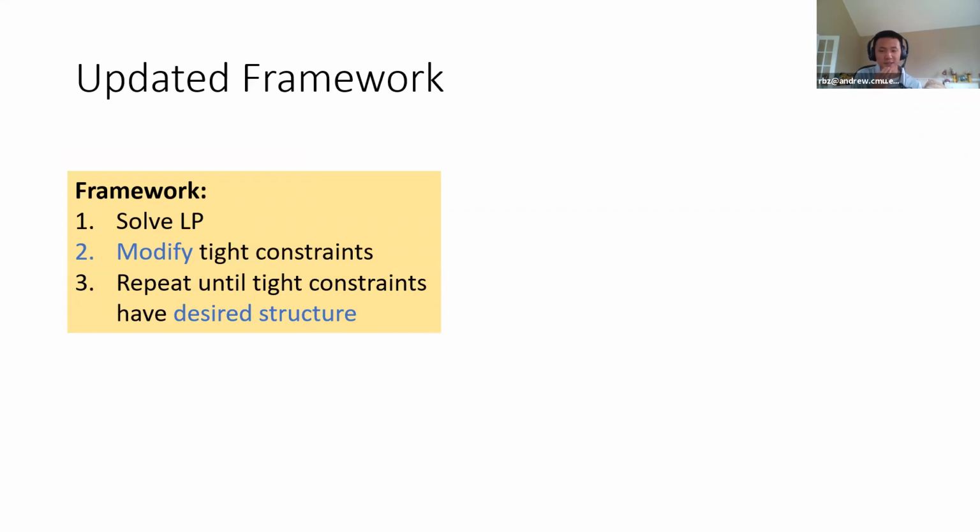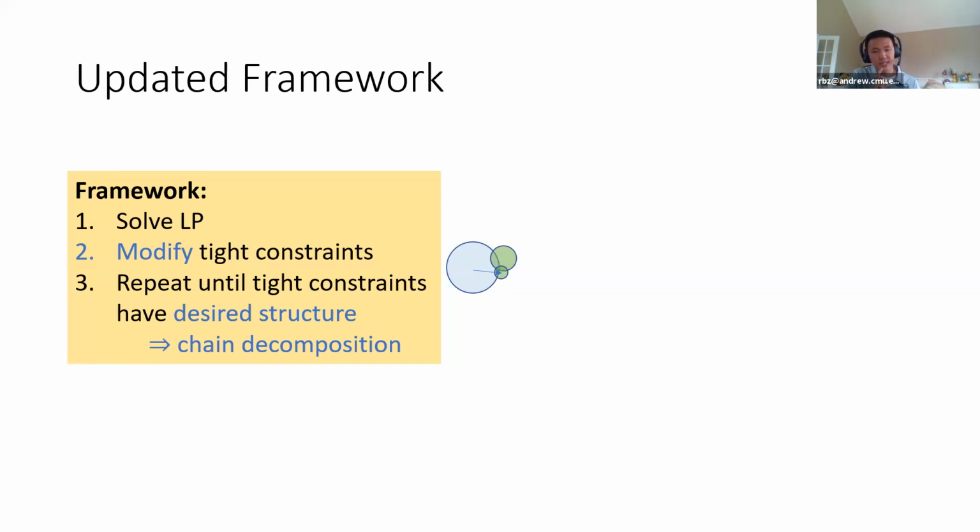A lot has happened so far, so let's recap and summarize our whole algorithm. I've just transferred the framework from before, the iterative rounding framework, where first we solve the LP, then we modify the tight constraints, and we repeat this until our tight constraints have the desired structure. Recall, our modification is: if three tight balls intersect, I delete the largest radius one. This gives us the desired structure of two sets of disjoint balls in our tight constraints. And our structural theorem states that these two sets of disjoint balls actually just form a chain decomposition.